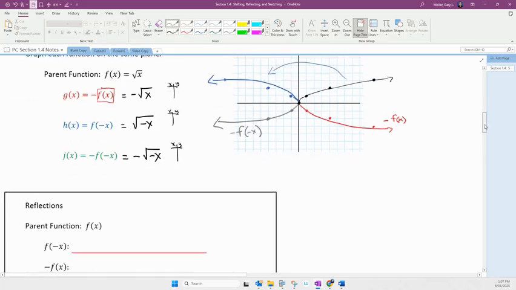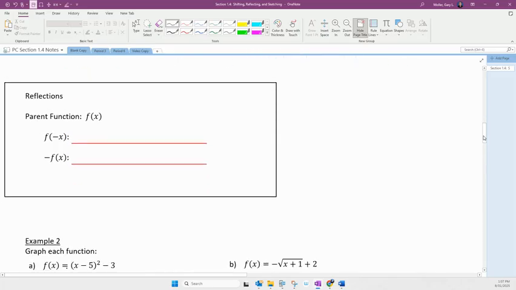All right, let's keep moving. Parent function, just to summarize that: if you have the opposite of x inside, if you're inputting the opposite of x, that is going to be reflection across what? Across the y-axis. Okay, so that's going to flip it like a parabola. If you have the opposite, negative f of x, then that's going to be reflection across the x-axis.